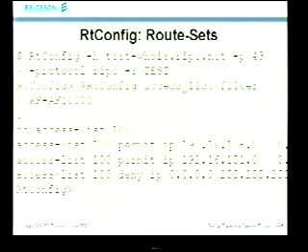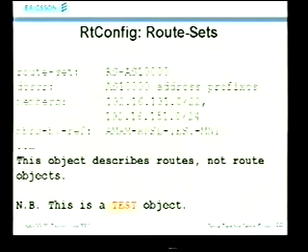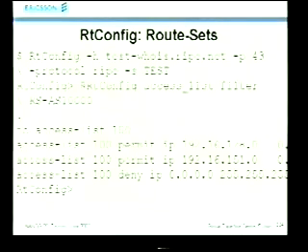So these are the members of my route set. And here I've generated an access list based on that using rtconfig. Any questions?